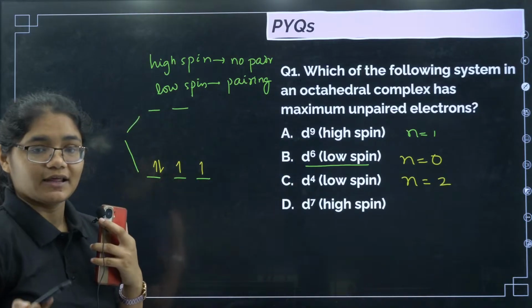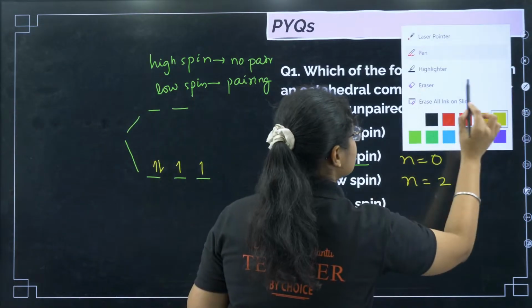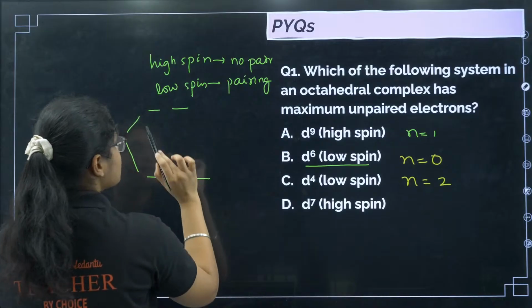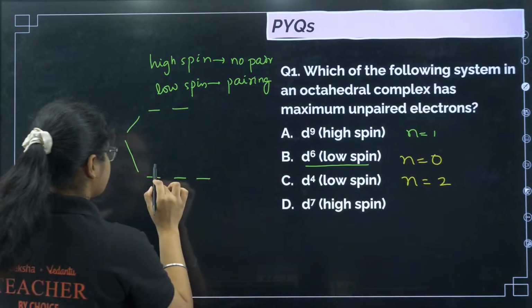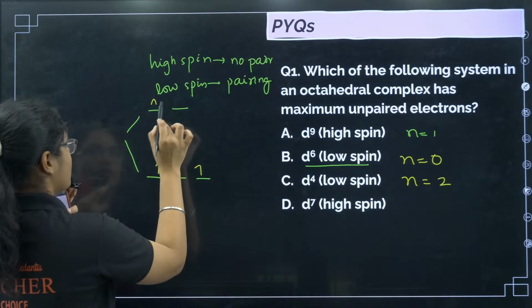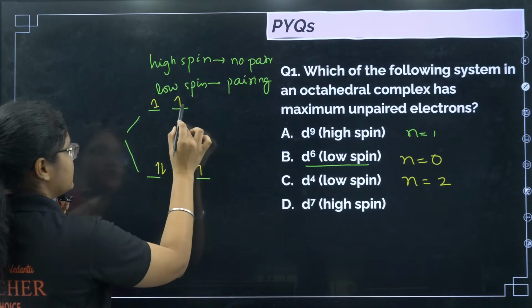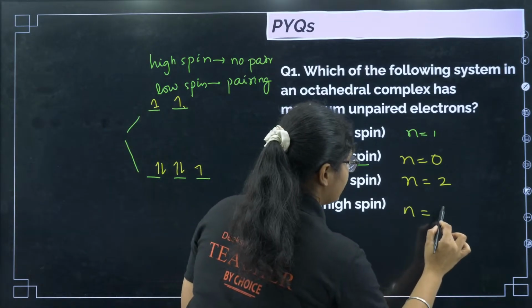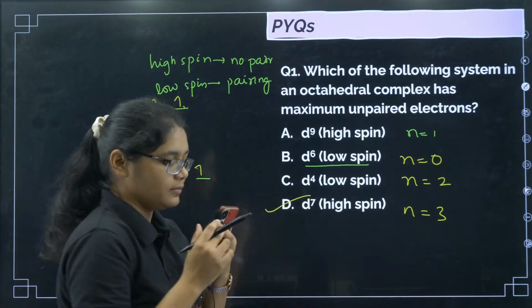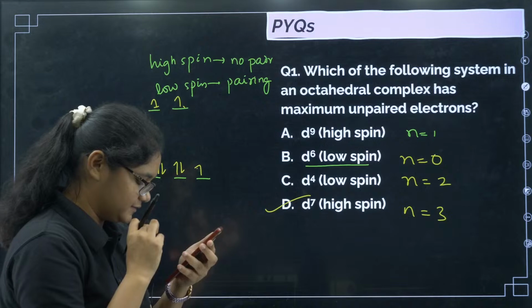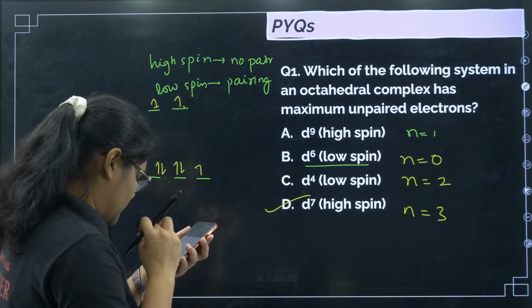d7 high spin. High spin means no pairing of electrons. So I can have it like this, d7, 1, 2, 3, 4, 5, 6 and 7. So here I have 3 unpaired electrons. So where am I getting the maximum number of unpaired electrons? Option number D here. Okay, yes, all of you are correct.